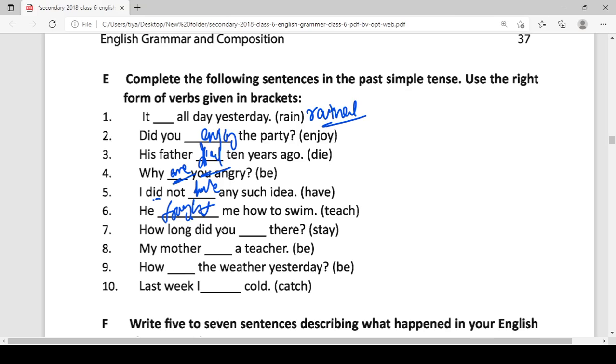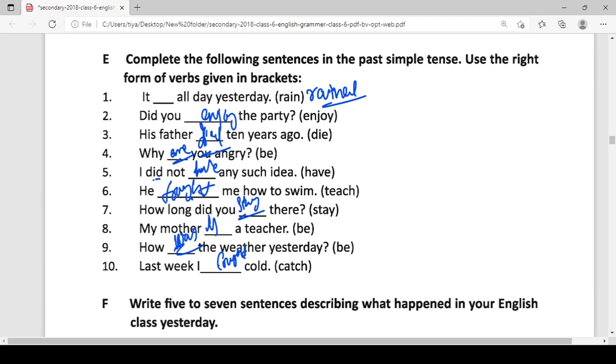Okay. How long did you stay here? Stay. My mother is a teacher. How was the weather yesterday? How was? It is talking about the past. That is why we are using was. Last week I caught a cold.